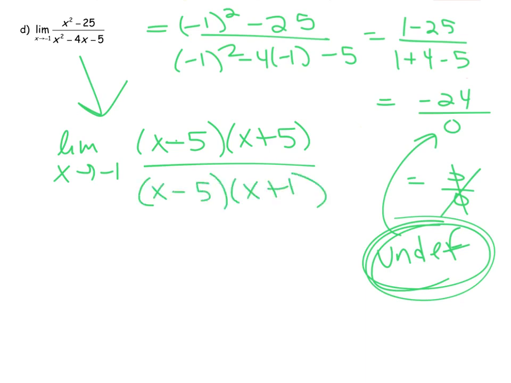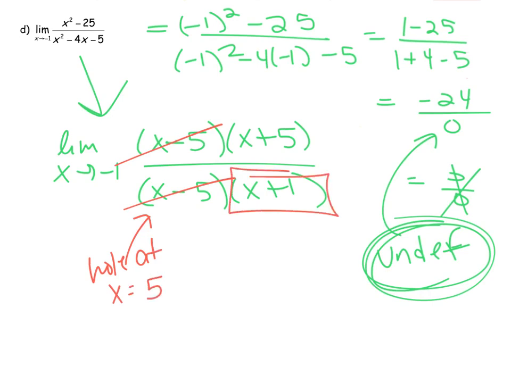Now I notice I actually can cancel the x minus 5s, indicating there's a hole at x equaling 5. Remember that. But I've still got that vertical asymptote, which is what we would have assumed anyway, because we're checking as the x values approach -1, and there is a vertical asymptote at x equaling -1. So we want to check the behavior of this graph.